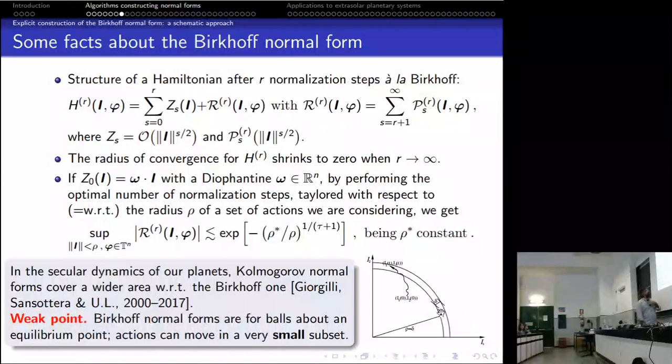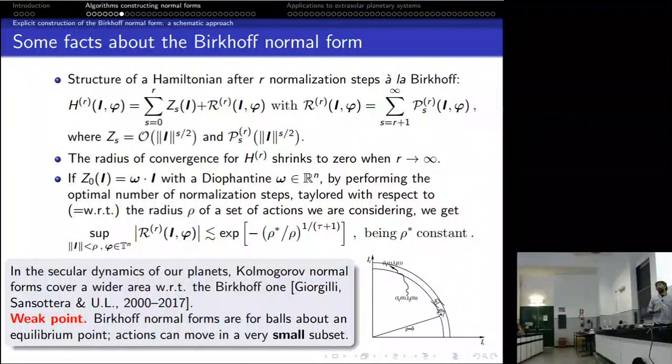And to me, one of the main drawbacks of the build of normal form is that you ensure your stability result on a ball centered about the equilibrium point on all of them. And here in this scheme, the radius of convergence is reviewed, again, let me repeat, by the distance in action from the equilibrium point.